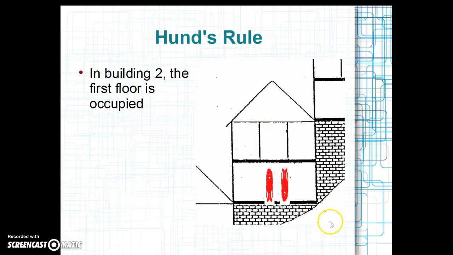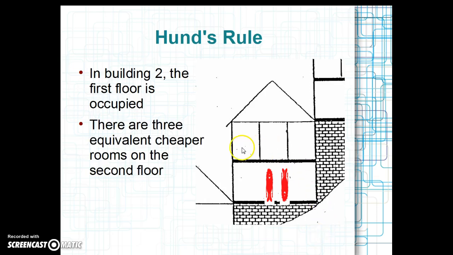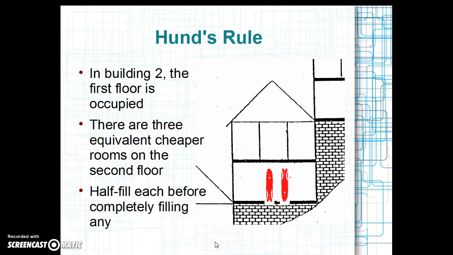So let's look at building 2 here in this case. The first floor is occupied, so we have to put the Rotrons into the second floor, the pink rooms, the p orbitals. There are 3 equivalent cheaper rooms on the 2nd floor of the hotel, but we half fill each before completely filling any. So, 1, and the second one does not go in the same room, it must go in the 2nd room. The 3rd one goes in the 3rd room, and only then can we obey the Aufbau principle. This is the lowest available set of orbitals, and now we can put 2 to a room. That's called Hund's rule.